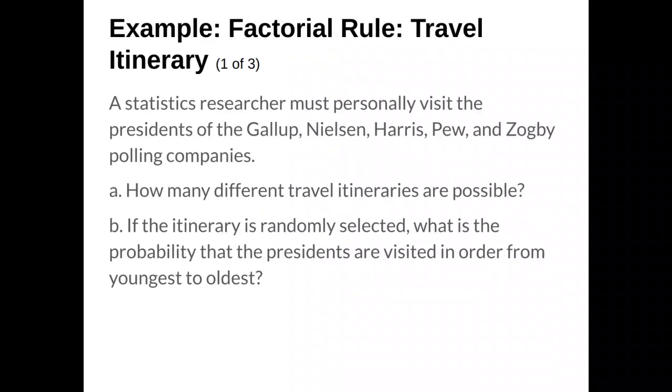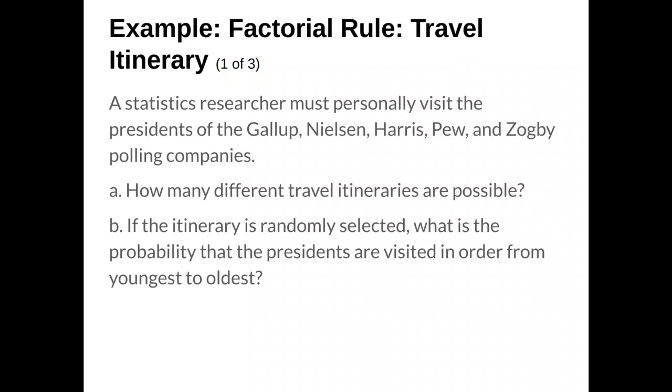If a statistics researcher must personally visit the presidents of the Gallup, Nielsen, Harris, Pew, and Zogby polling companies, how many different ways can they make their travel? Or how many different travel itineraries are possible? And if you randomly select an itinerary, what's the probability that the presidents are visited in order from youngest to oldest? Now, before we get to part B, I want to think about that.